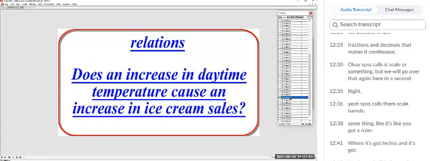An example is when the temperature goes up during the summer, does that increase ice cream sales? Yes, it does. And I want some ice cream now. Except it's not that hot all of a sudden.